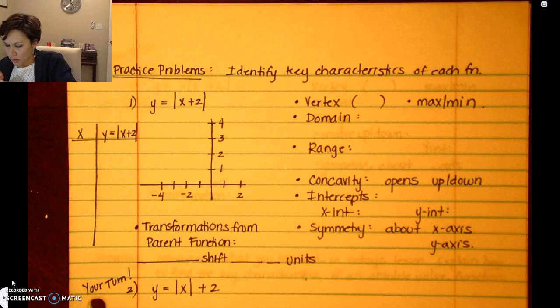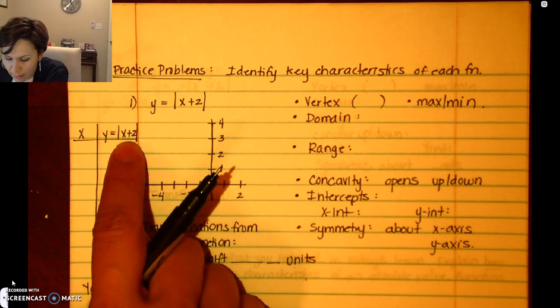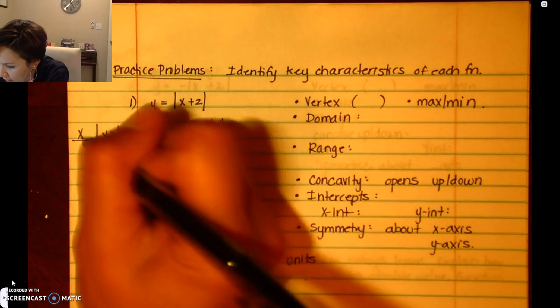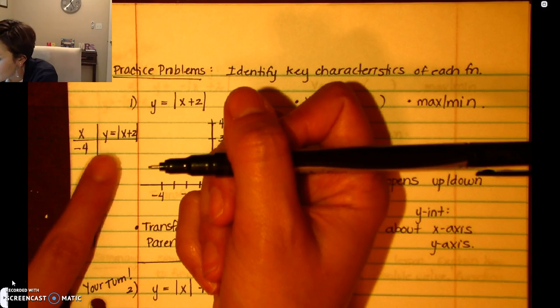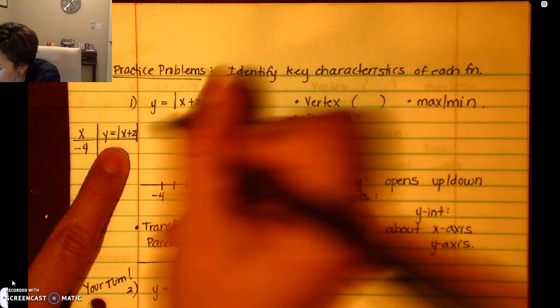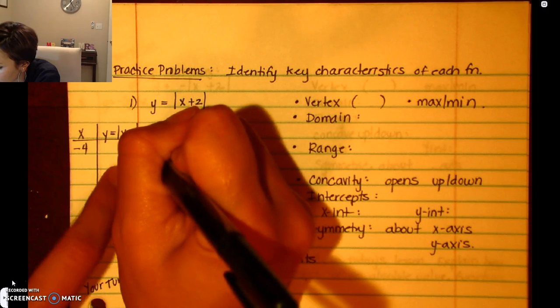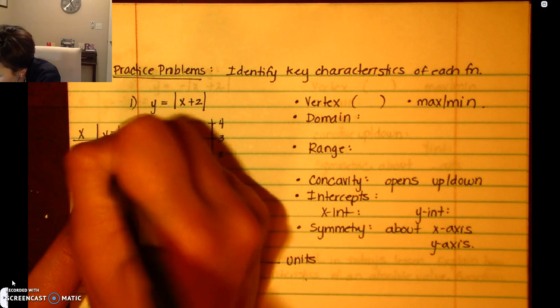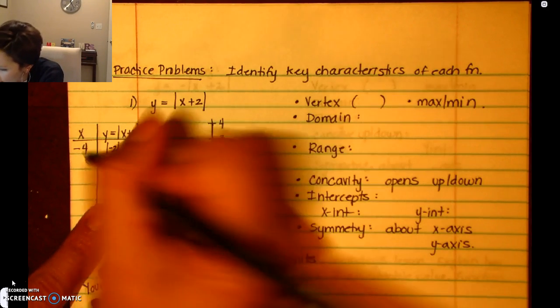If x is equal to, you have to figure out what your input's going to be, and then you substitute it into your equation. So let's start with -4. So if x is equal to -4 and I plug in -4 wherever I see an x, what is -4 plus 2? -4 plus 2 is -2, but the absolute value of -2 is just +2.